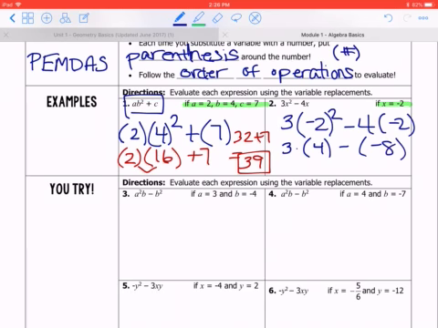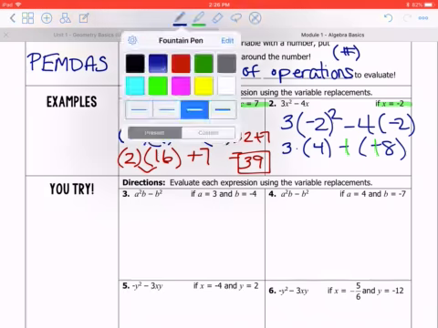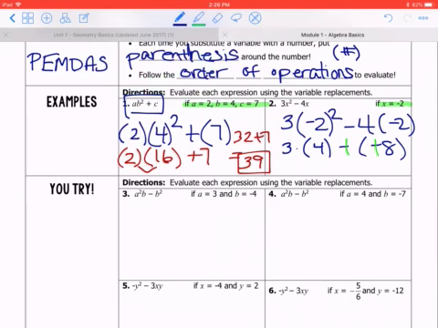Now, you should remember what happens when we have minus and negative. Those become plus a positive, or you're just adding a positive number. And so now, 3 times 4 is 12. Sorry, there's an announcement going on. Plus 8. And that is going to give you 20 for your answer. Okay?